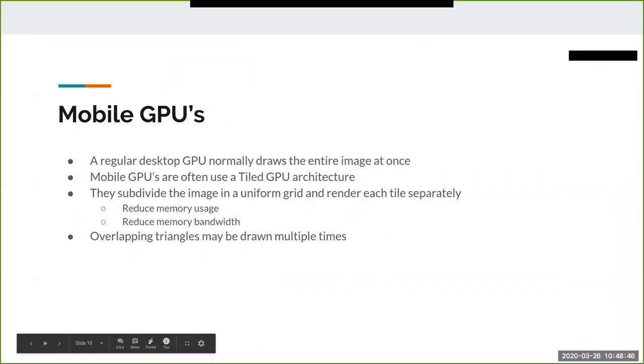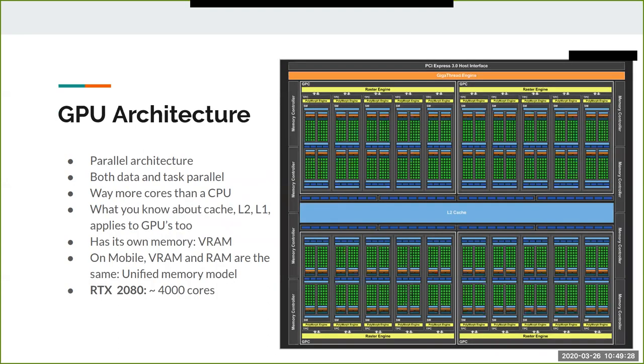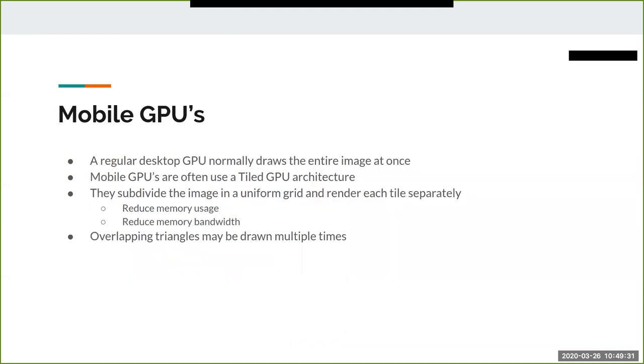Mobile GPUs. Quickly about those, a regular desktop GPU would normally draw the entire image at once. So we draw the entire screen at once. Whereas mobile GPUs often use something called a tiled architecture, which subdivides the image into a uniform grid. Like a grid, this would be a chunk in the top left corner. Then there would be another chunk of the same size, and each of those would be rendered separately and combined to the final image. So this reduces memory usage and bandwidth, which is important on mobiles. And overlapping triangles, that's a negative thing. If they are overlapping multiple tiles, then they might be drawn multiple times. So that works a bit differently.